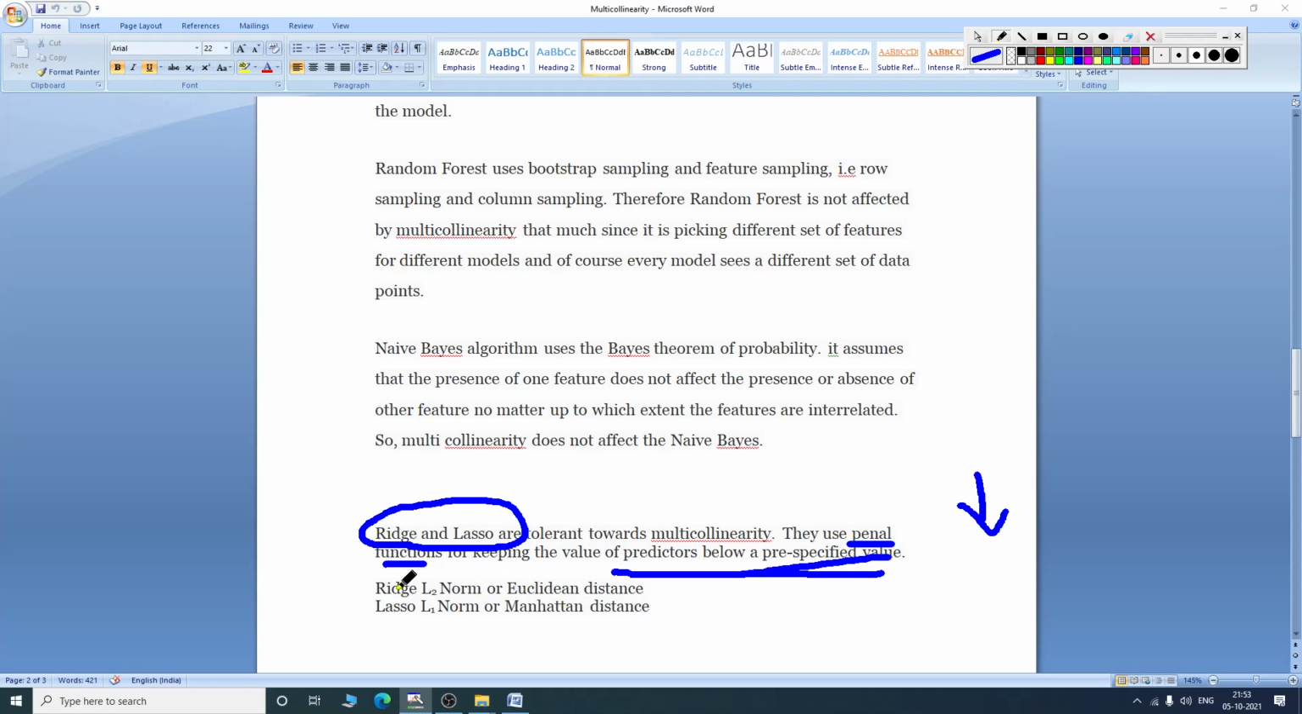Okay, so now ridge regression is the L2 norm, the Euclidean distance. Lasso is the L1 norm, the Manhattan distance. This is for your information. If you don't remember, please go through it.